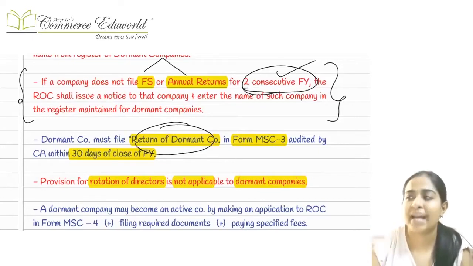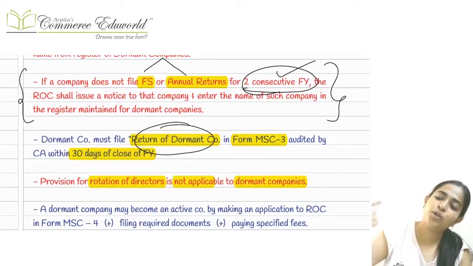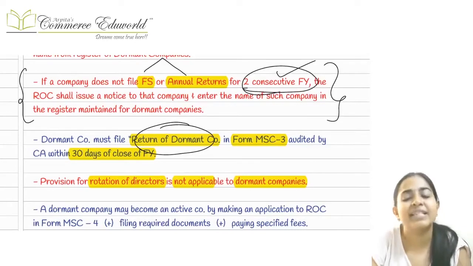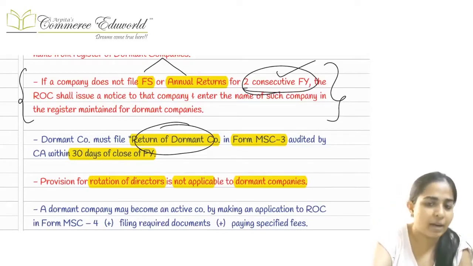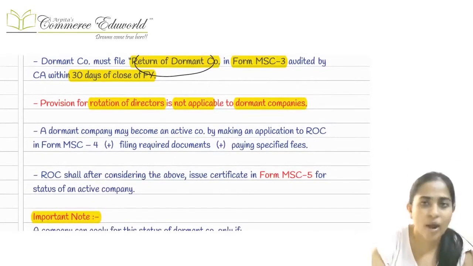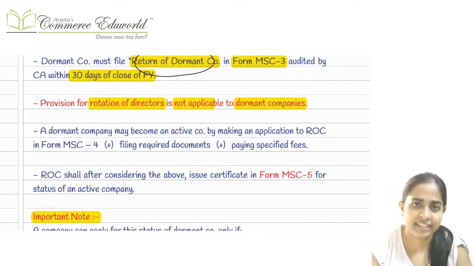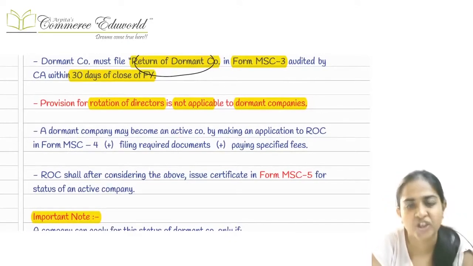MSC1 was where we made an application. MSC2 was where they told us that okay, you are a dormant company. MSC3 is the return for the dormant company, which you have to file with the ROC every year within a period of 30 days from the end of the financial year.